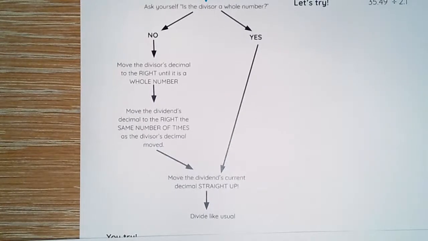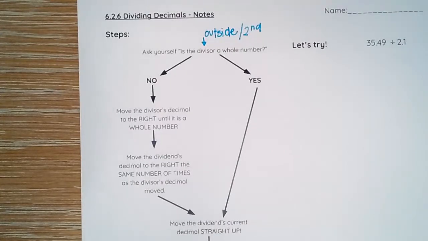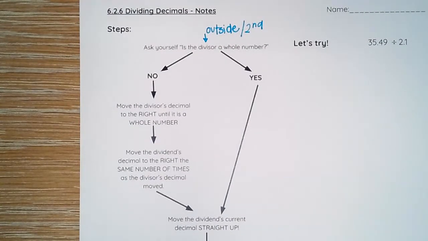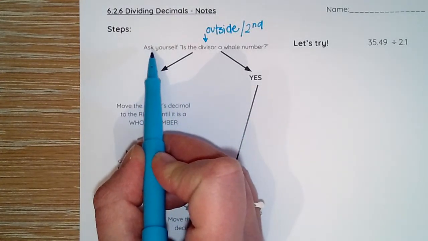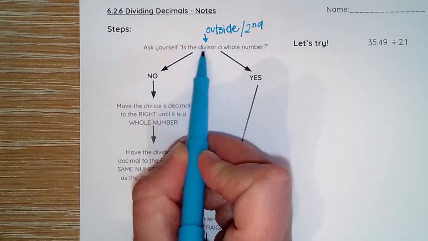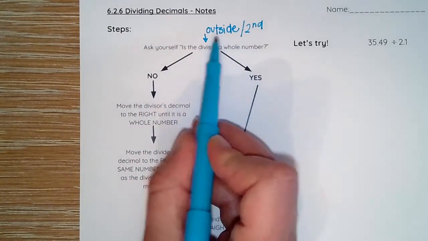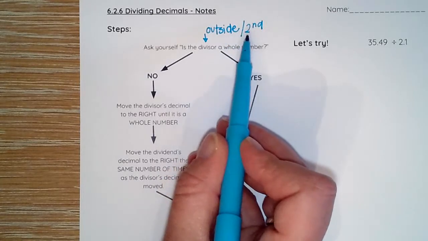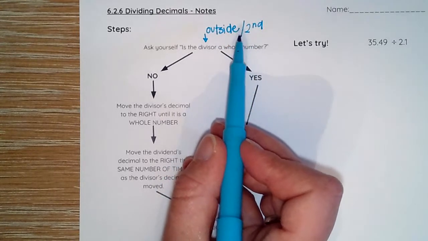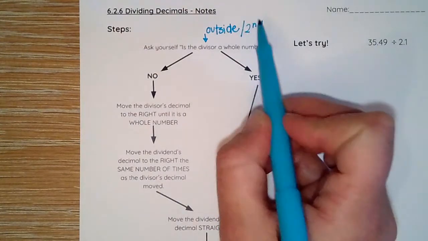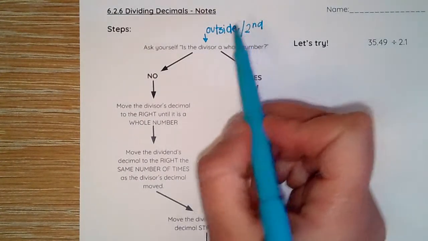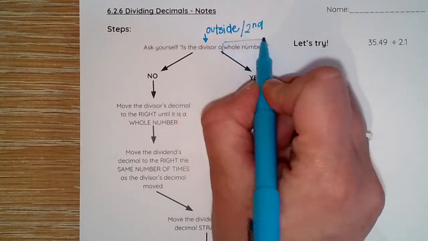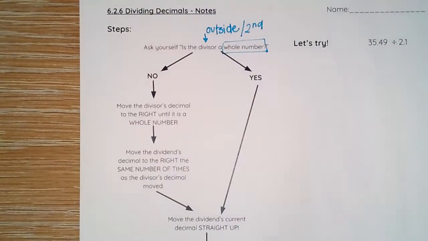Today we are going to talk about dividing decimals. When we divide decimals, we follow this sort of flow chart here. We're going to ask ourselves to start, is the divisor a whole number? So your divisor is that outside number when we set it up to do long division, or that second number, something divided by the divisor. We want that to be a whole number, okay?